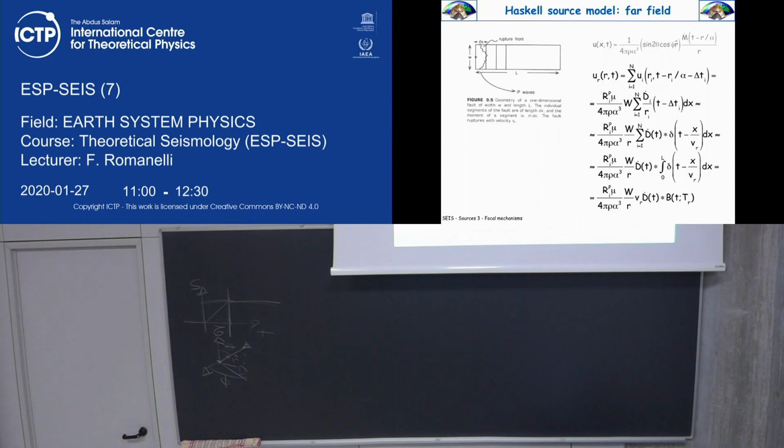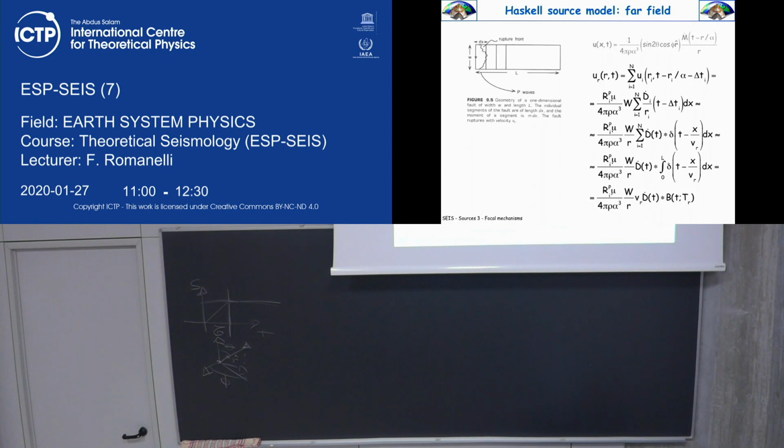Now, we do know that a shear dislocation is not a point. And thus, Haskell considered a very simple extended source model. Rupture is starting at the beginning of the fault, that is a rectangle with a length and a width. It's starting here, that segment has a rise time, has a distance to a receiver. Waves are leaving this point here, then we have a given amount of slip there, a given rise time, and a given slip direction. So for a point source, that's the end of the game.